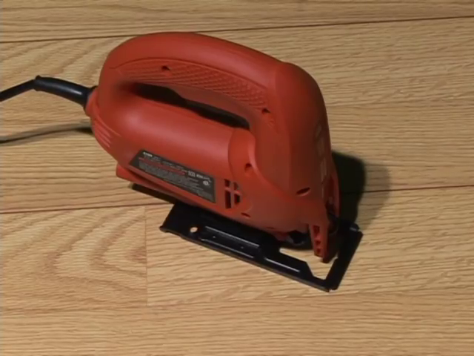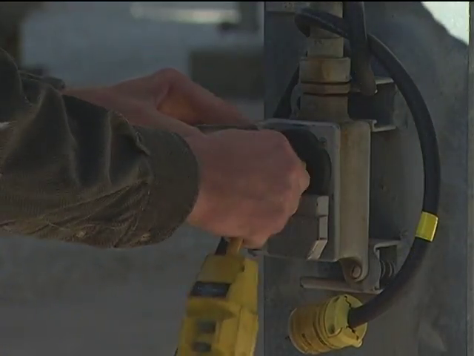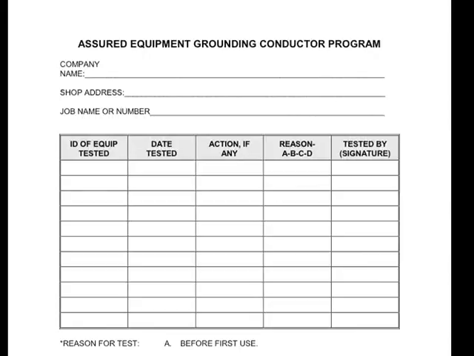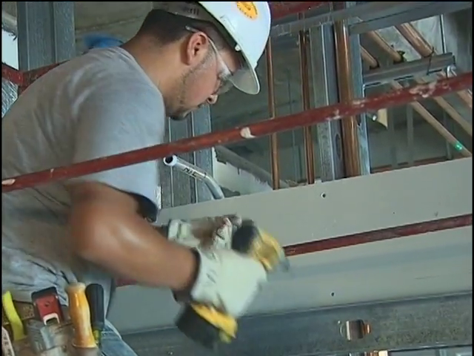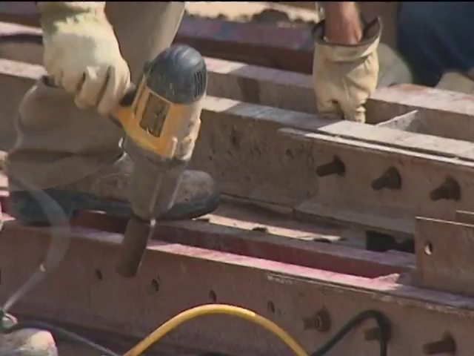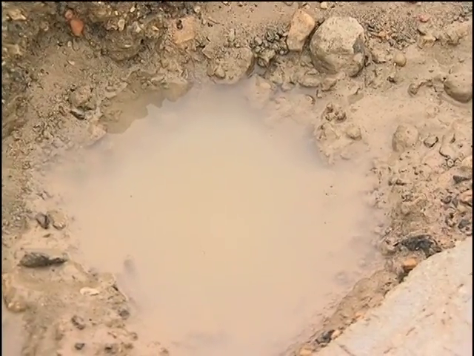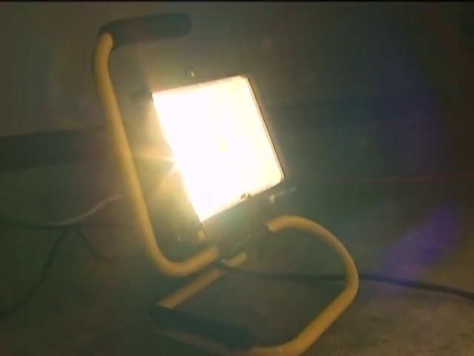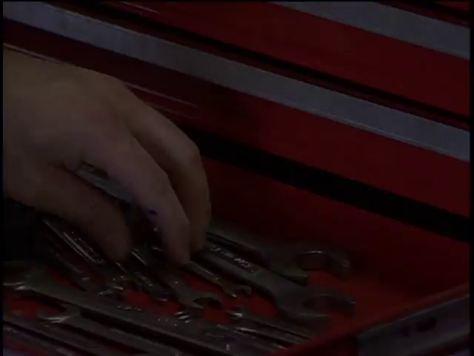Use double insulated tools. Use ground fault circuit interrupters as required by OSHA, or have an assured grounding program. Tools should always be used within their design limitations. Misuse can cause injuries. Use gloves and appropriate safety footwear when using electric tools. Never use an electric tool in a damp or wet location. Keep work areas well lit. And finally, store tools properly in a dry location when not being used.